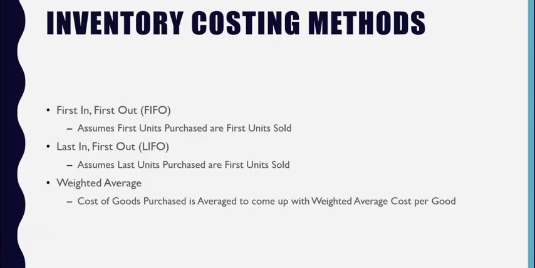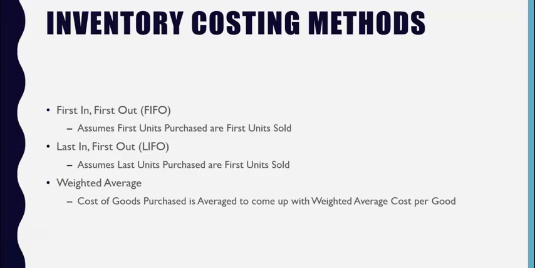But what if we can't specifically identify which goods were sold and which are left in inventory? In that case, we use an inventory costing method. One of our inventory costing methods is first in, first out, FIFO. Under first in, first out, we assume that the first units purchased by the merchandiser are the first units sold to customers.